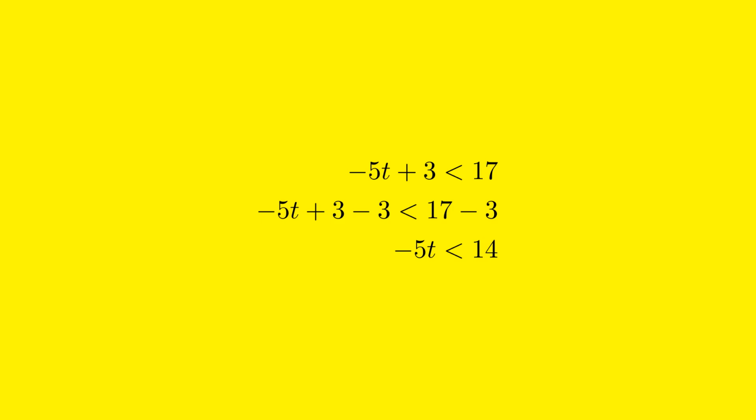So we subtract 3 from the left side and the right side of the inequality. The inequality minus 5t plus 3 is less than 17 becomes minus 5t plus 3 minus 3 is less than 17 minus 3. Simplifying this, 3 minus 3 cancels out to 0 on the left side, leaving us with minus 5t, and 17 minus 3 simplifies to 14 on the right side. So now our inequality is minus 5t is less than 14.